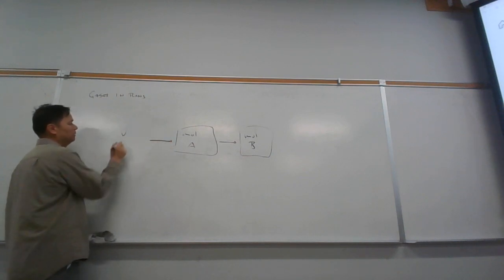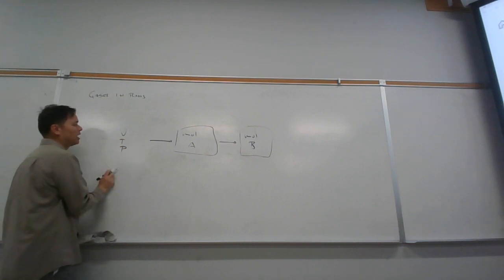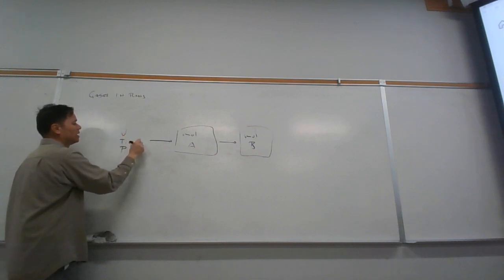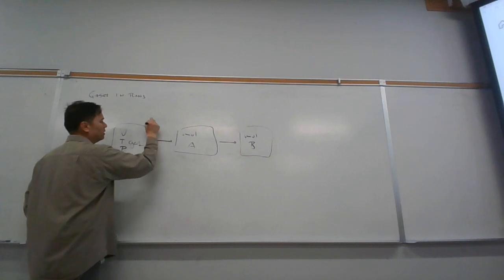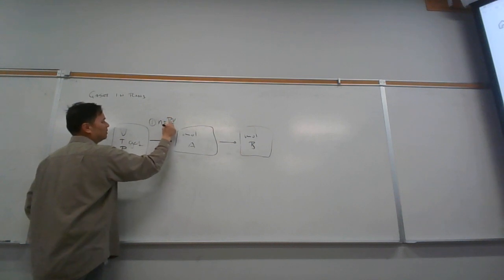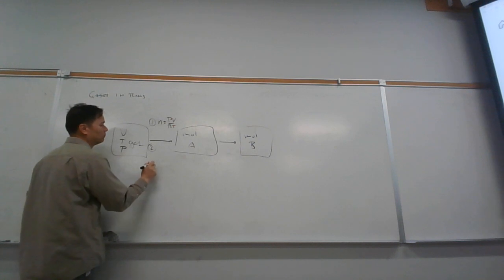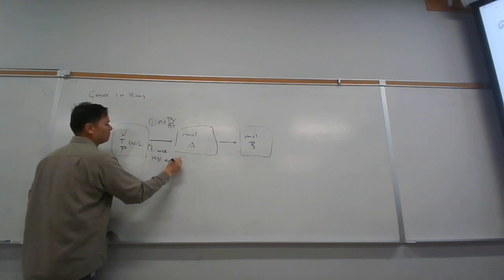One, we have the volume, and we have the temperature, and we have the pressure of a gas. Then we can go to moles of gas. And the two ways that we can do it is, number one, we can just use the ideal gas law. The moles of gas is equal to PV over RT. Or two, we could use the molar volume. We'd have to flip it over, use molar volume as a conversion factor.